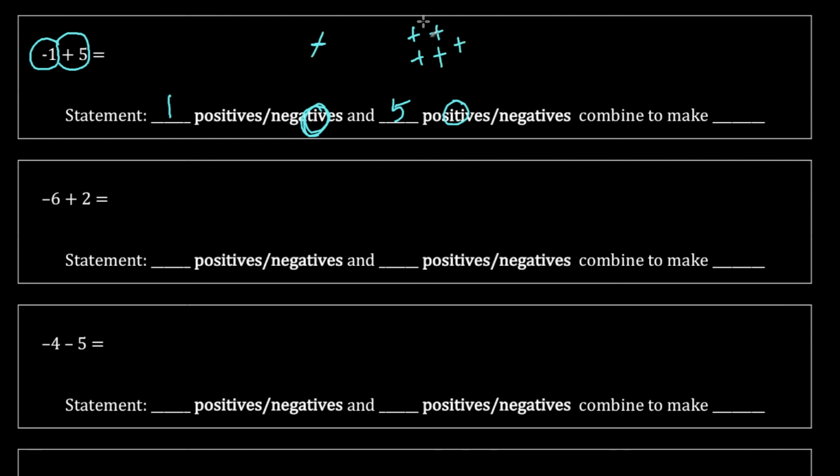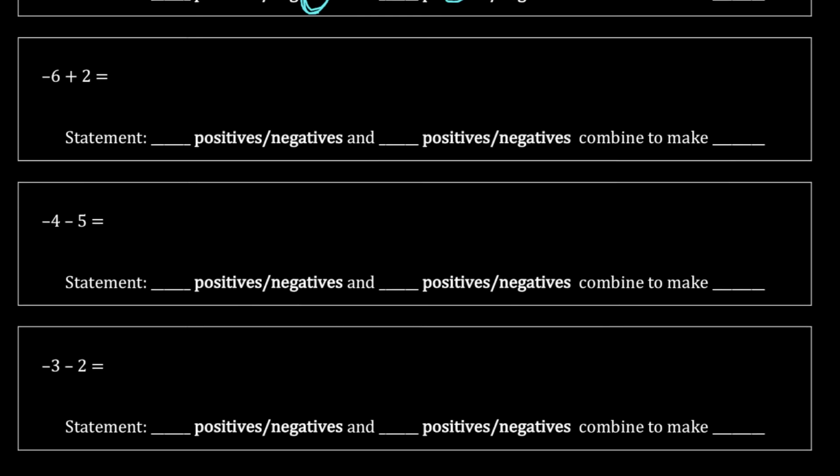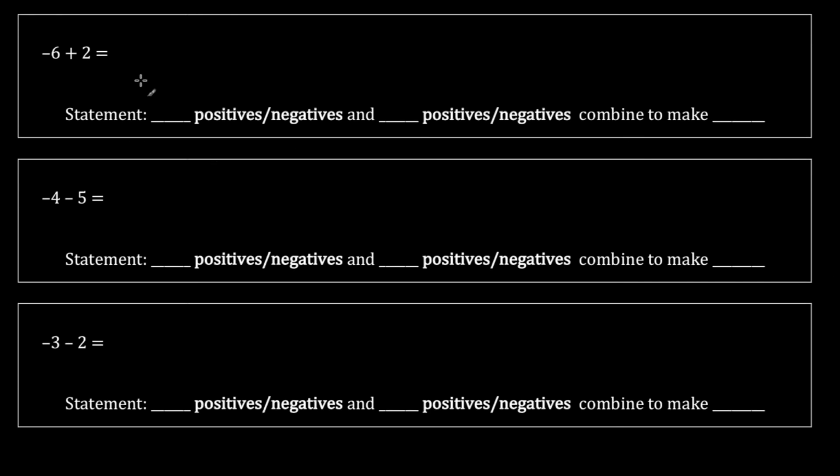So a negative 1 and a positive 1 give me 0. And then I have positive 4 left over, or remaining. So 1 negative 1 and 5 positive 1s combined to make positive 4. 3 more to go, but this isn't too bad.